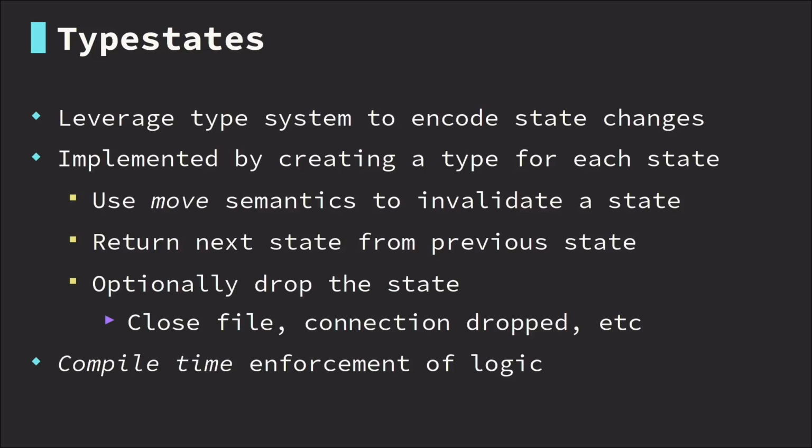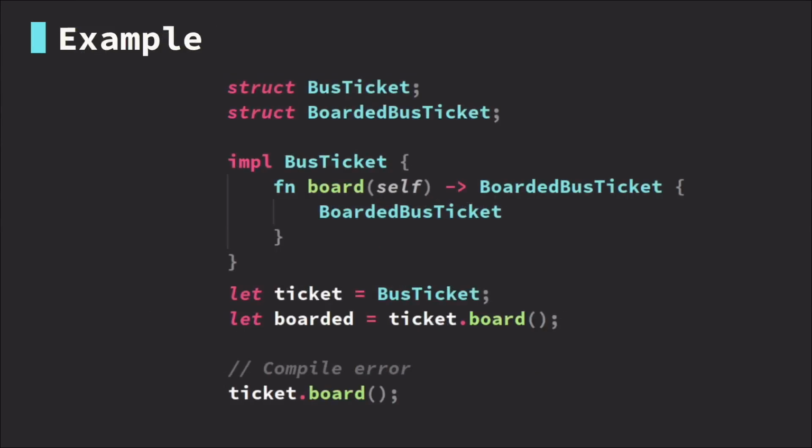Type states give you compile time enforcement of logic. This means it is a compiler error if you attempt to utilize logic in the wrong order. Let's take a look at an example.